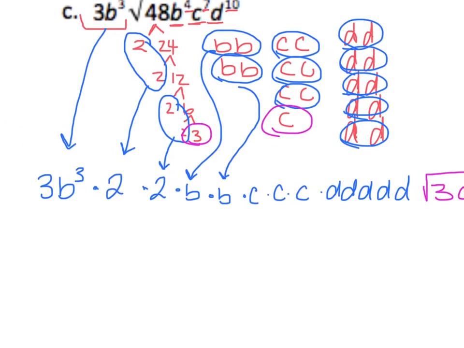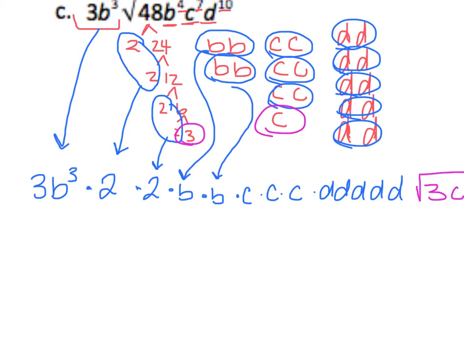And now we're going to simplify this. So numbers wise, I have 3 times 2 times 2, which is going to be 12. And then I have b to the 3rd and another 2 b's. And that's going to be b to the 5th. If you remember, when we have exponents, we want to add all those together.